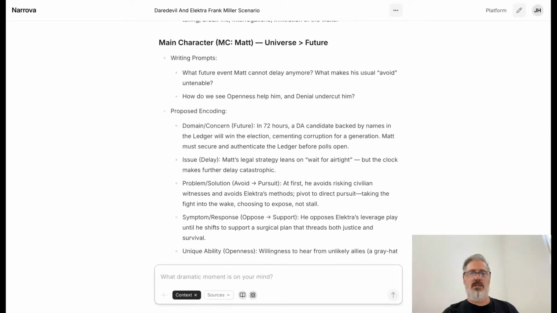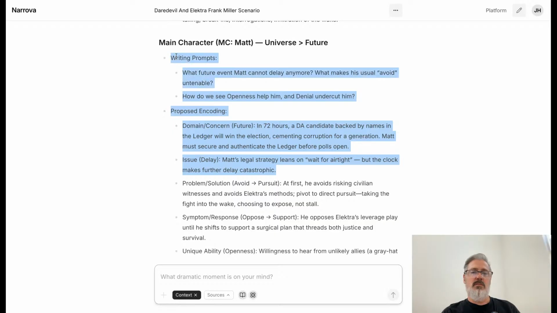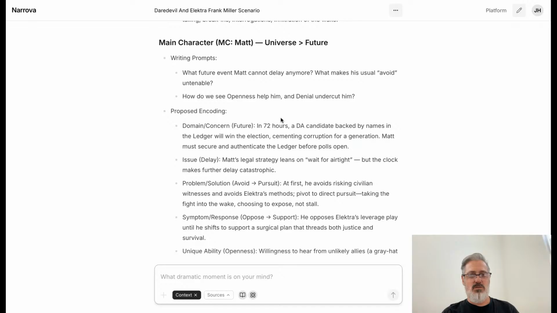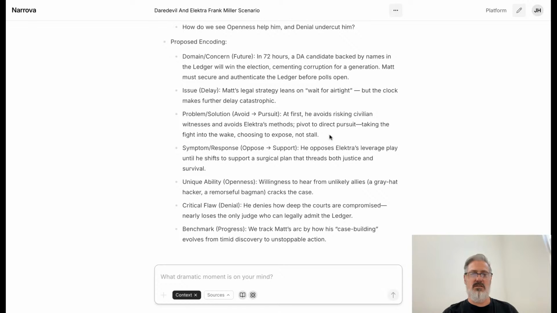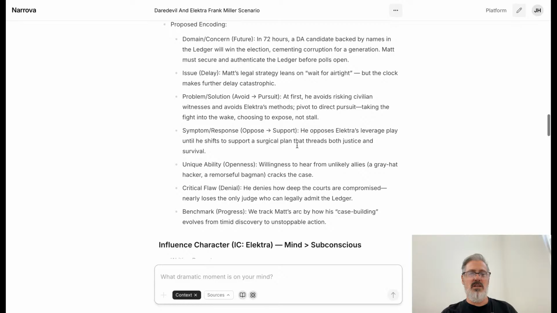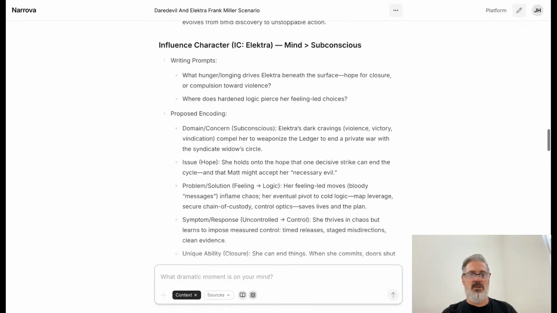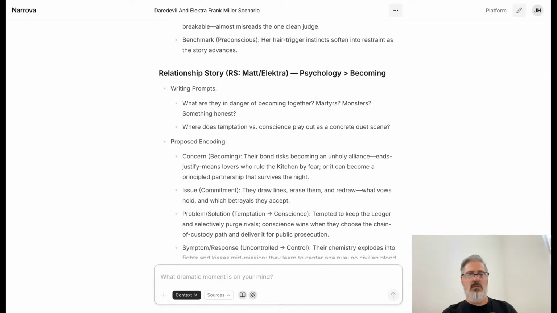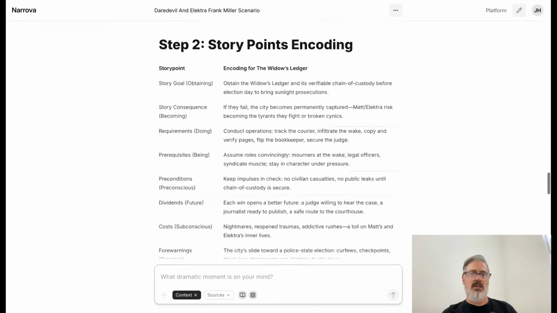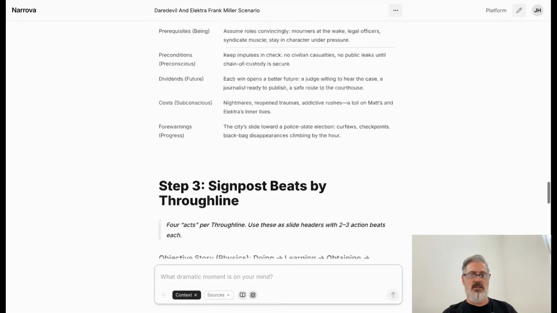This one's interesting because this is making Matt's personal issues more about his role as the protagonist than something more personal. There are some elements here: he avoids risking civilian witnesses and avoids Elektra's methods. Maybe some future thing about her or something with his girlfriend or whatever. So this one's okay. And then here it went through all the different story points.